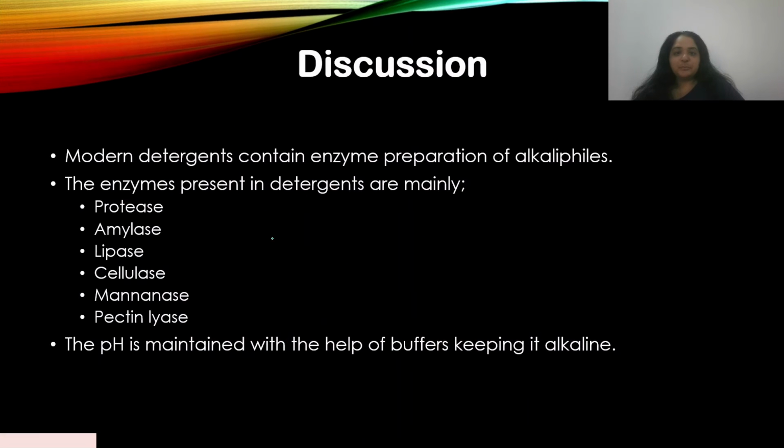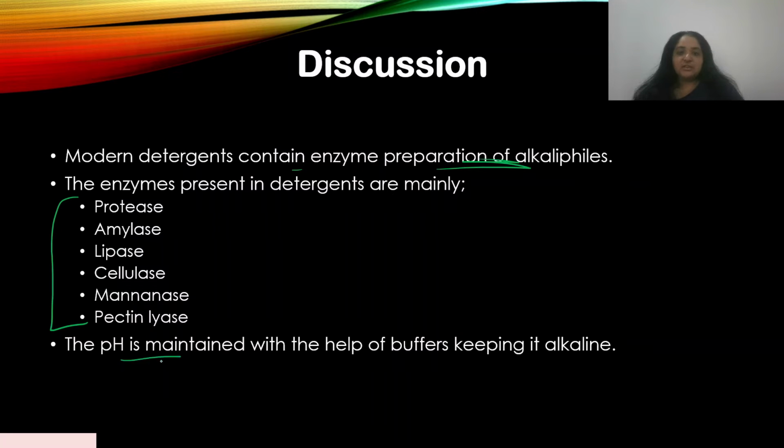Answer is D. Now, detergents that you use at home contain a lot of enzymes because they take out stains, right? If you have food stains on your clothes or anything, you need enzymes to break those stains out. So modern detergents contain enzyme preparations of alkaliphiles. Now, there's a list of the enzymes that are present in detergents. They're mainly protease, amylase, lipase, cellulase, manganese, and pectin lyase. These are the enzymes that are there in detergents.